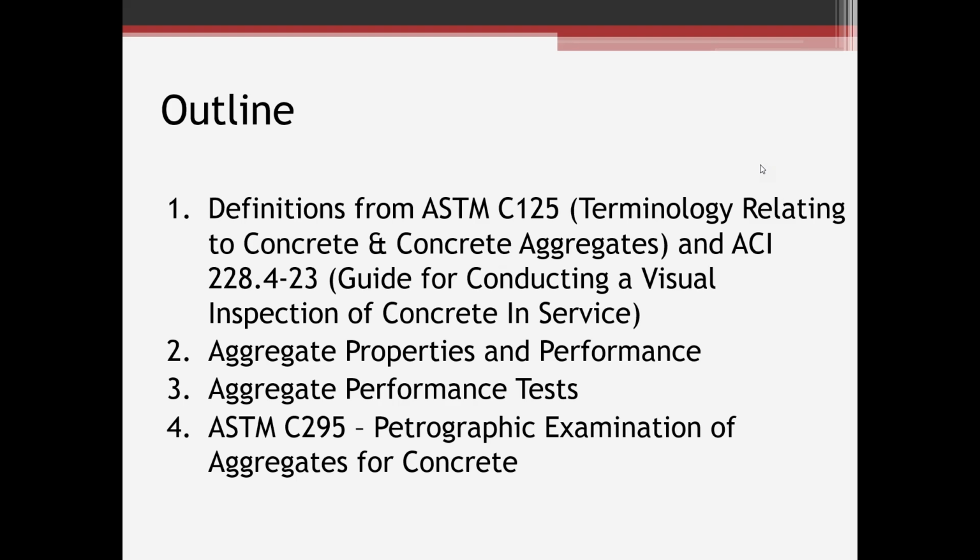We'll talk about aggregate properties and performance. There are property tests and performance tests. I'm going to talk a little bit about both of them. I'm going to focus a lot more on the performance testing, obviously, but we'll touch on some of the property tests.